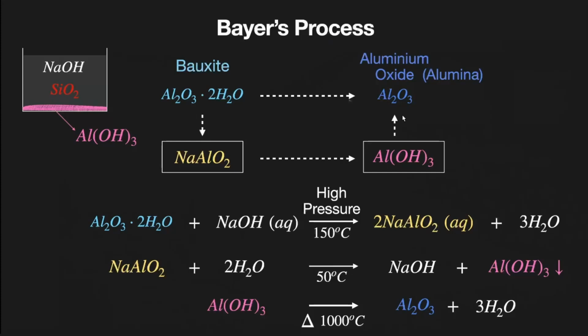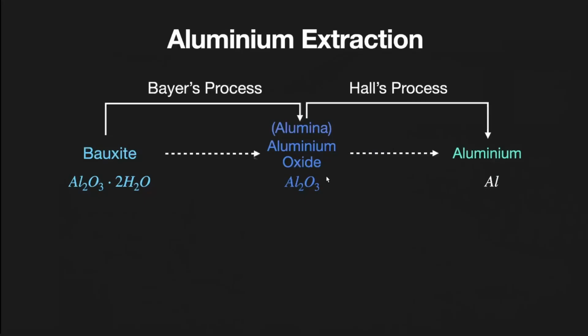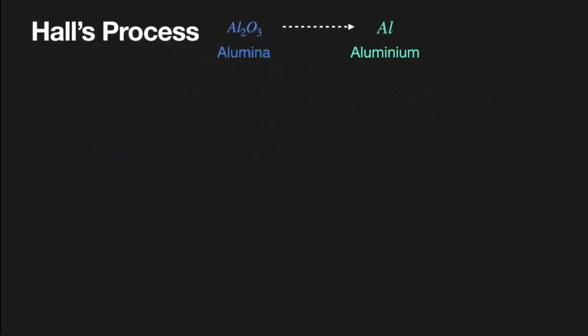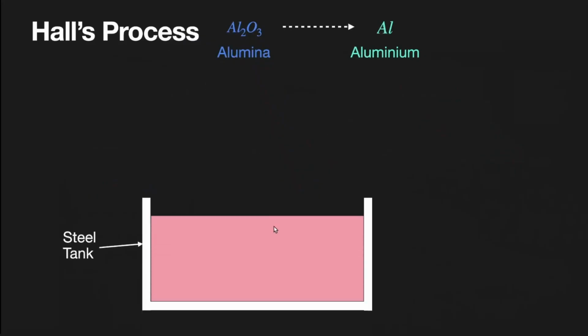Okay, now let's move on to the second part of our process. That's Hall's process. This is a very interesting process. So it's very simple and straightforward and beautiful. So we've got alumina, right? We take a steel tank and we put our alumina into the steel tank. And this is what we have now.